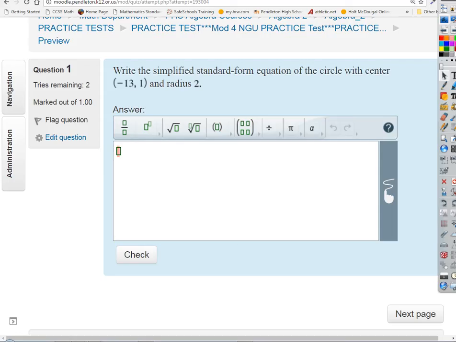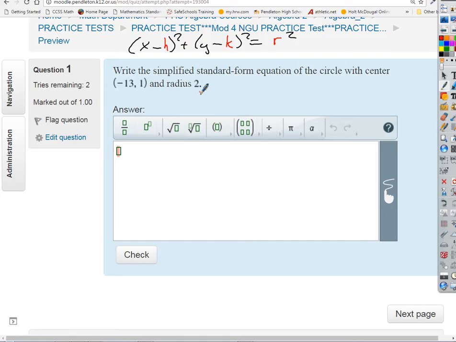Okay, so there it is. Right there's our standard form equation for a circle. It just looks like this, right? Standard form equation for a circle always looks the same. It just looks like (x minus h) squared plus (y minus k) squared equals r squared. So if we want to write the circle with this information, all I'm doing is plugging it in. What's h? Negative 13, right? h, k are the coordinates of the center. So k is 1, r is 2. All I have to do is plug it in like this then, right?